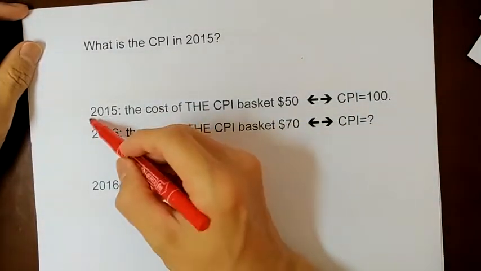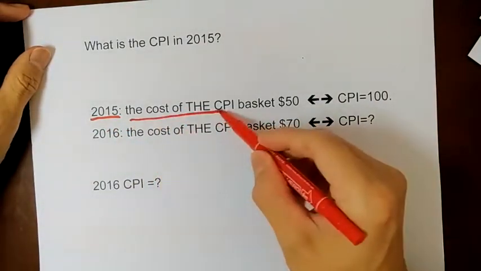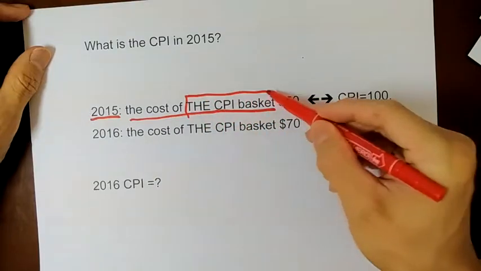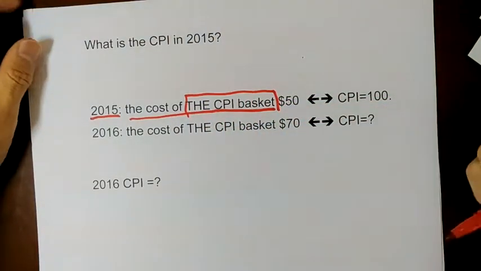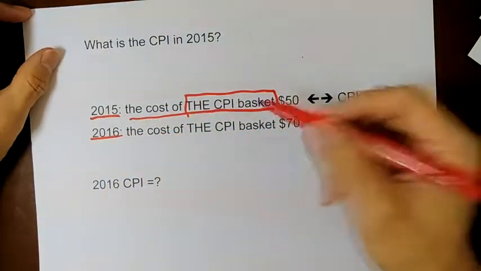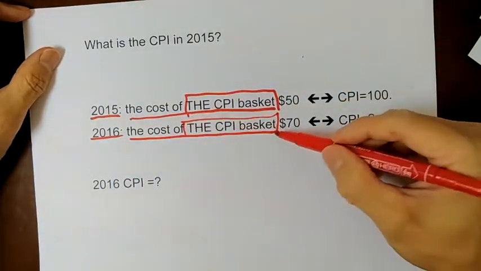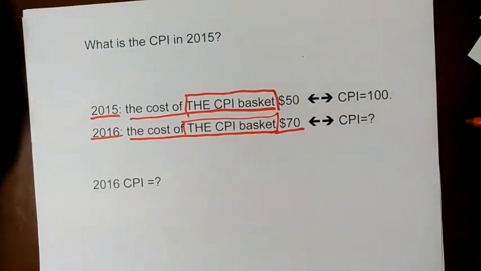Now, in 2015, the cost of the CPI basket is $50, which we just calculated. And in 2016, to buy exactly the same basket, you will have to spend $70.